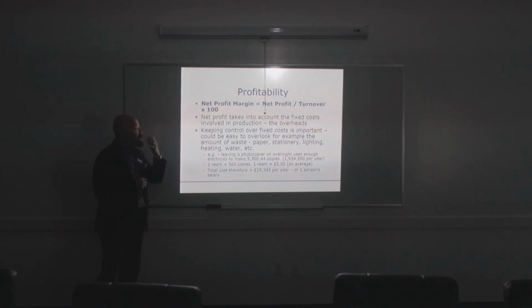One ream is 500 copies. One ream equals $5 on average. Total cost, therefore, is $19,345 per year, or one person's salary, an entry-level person. This adds up, though, as time goes on. Remember, these numbers might seem small, but it adds up as time goes on. And this is money we can be using in other ways to make more money.